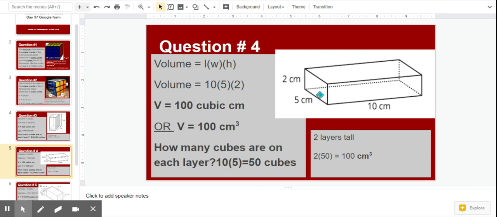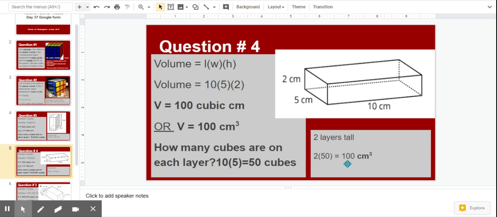So you have to picture that when we take 5 times 10, the number of cubes on one layer, 10 times 5, 50. There'd be 50 cubes on this bottom layer. And then we look at how many layers tall it is. Since it's a real short box, only 2 centimeters tall, it's only 2 layers tall. 2 of those 50s is 100.